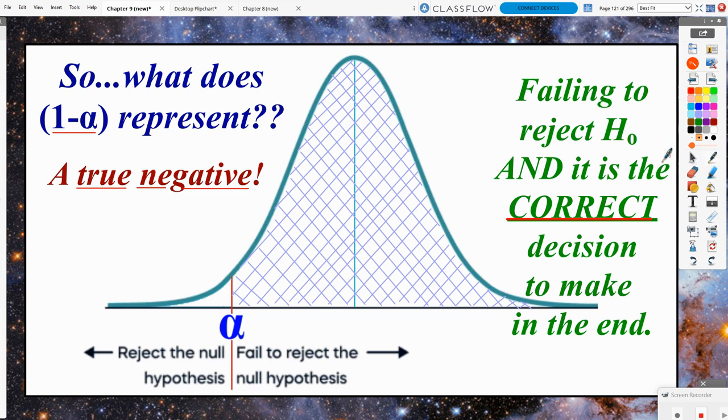A common misconception that sometimes people think of is that a type 1 error and a type 2 error are really just the opposite of each other. But you got to consider they're both errors, so the opposite of one error can't still be an error. The opposite of an error has to be a correct decision, right? So if this down here represents a type 1 error, then all the rest of this distribution has to represent not making an error. So we fail to reject the null hypothesis, and it has to be the correct decision to make in the end.